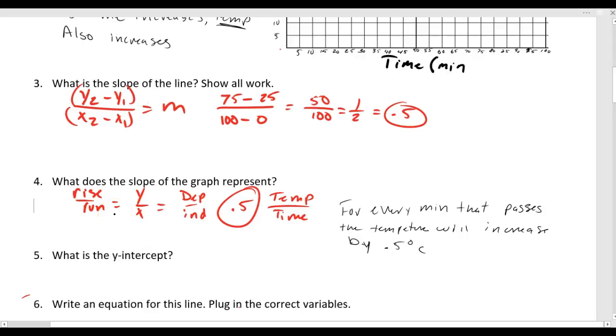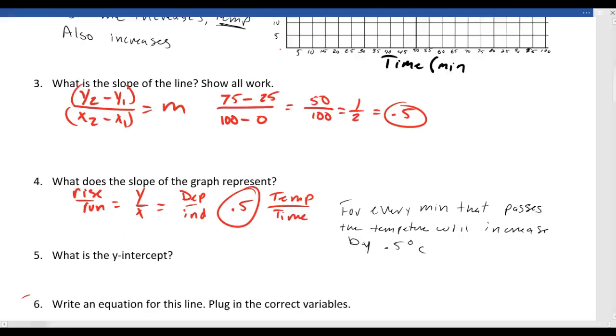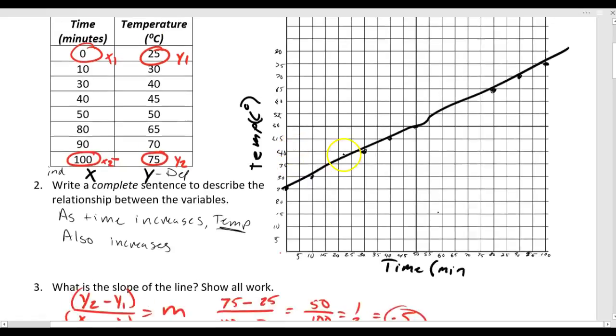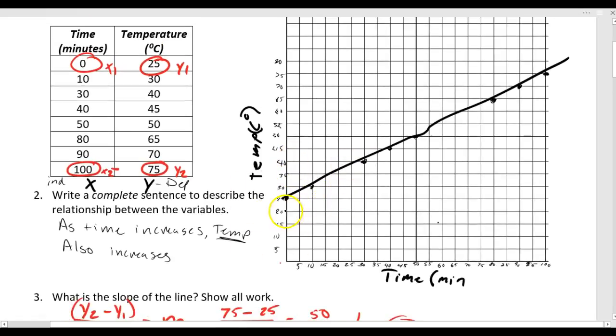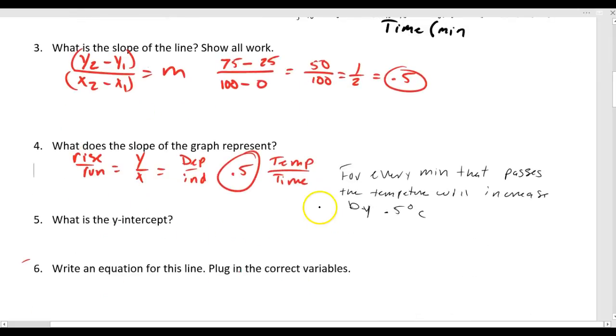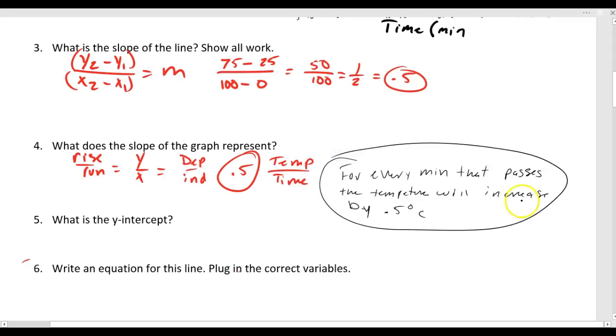It doesn't just represent a number, it actually tells us something within this graph. So let's look at our graph to see if that makes sense. Right here, about 1 minute passes, half a degree goes up. Let's see if the boxes correlate. So 2 and 1. Okay, that makes sense. So now our slope tells us this story here. For every minute that will pass, the temperature will increase by 0.5 degrees Celsius. Good. Okay, let's move on to the next question.